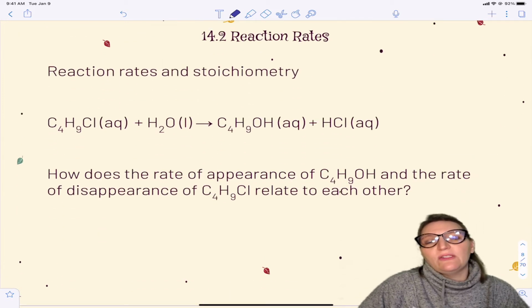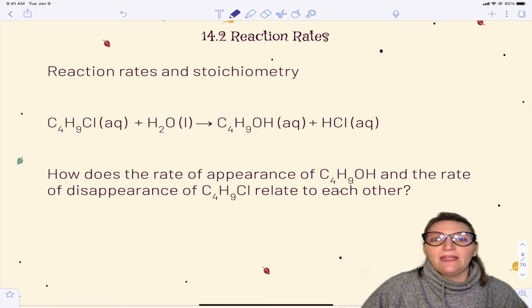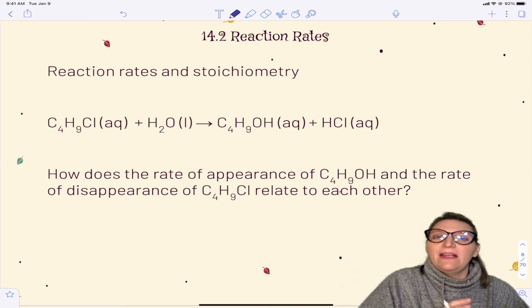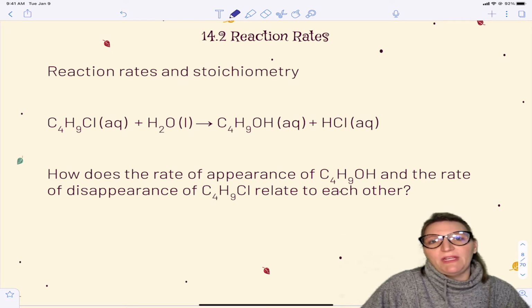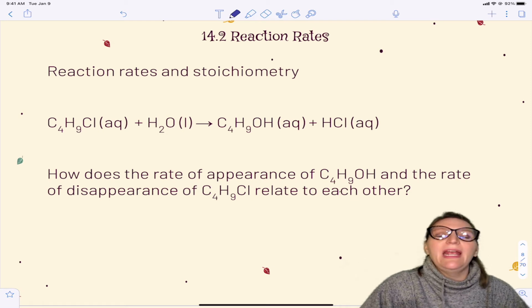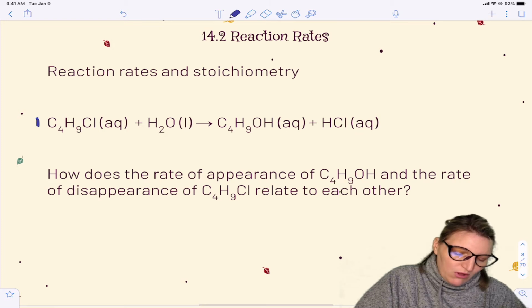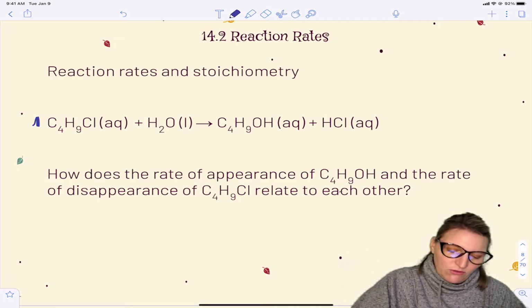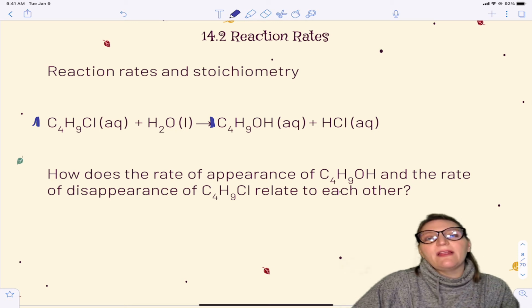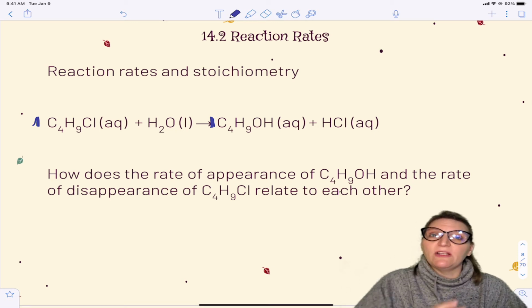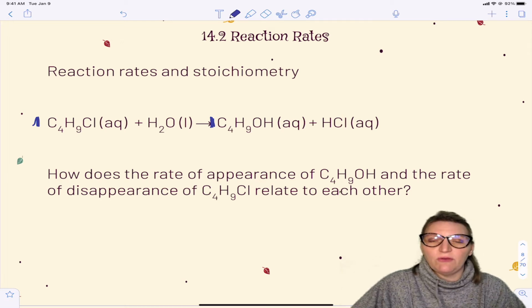So, reaction rate and stoichiometry. On that first picture of the red and blue circles of A and B, they were the same. A disappeared at the same rate as B appeared, and that will happen many times if the coefficients of those chemicals are the same. So if we look at that reaction with the chlorobutane, one molecule of chlorobutane will decompose, will react at the same rate that the butanol is produced, because one needs to be used up to make one of the other one. So they would be equal to each other.